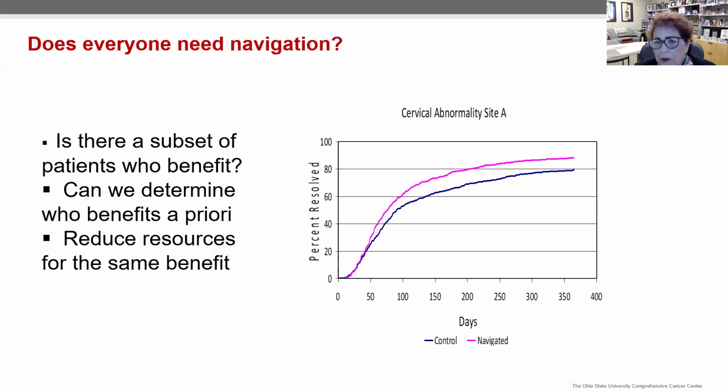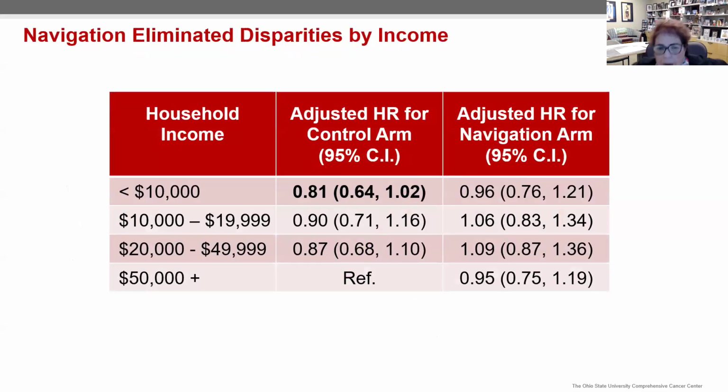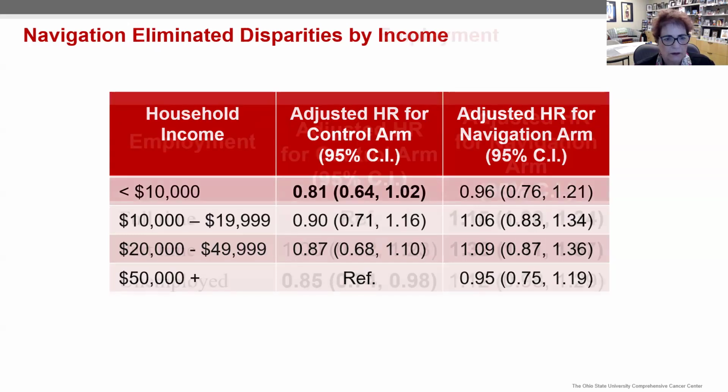So we were asking a question: are there a subset of patients who really benefit from navigation? If we could find out beforehand, maybe we could direct our navigation resources to those people. So we did a series of analyses, and I'm going to tell you to read the top, because that is the punchline here. Navigation eliminated any disparities in coming in to get followed up by income, so we eliminated the fact that those of lower income were less likely to get followed up.